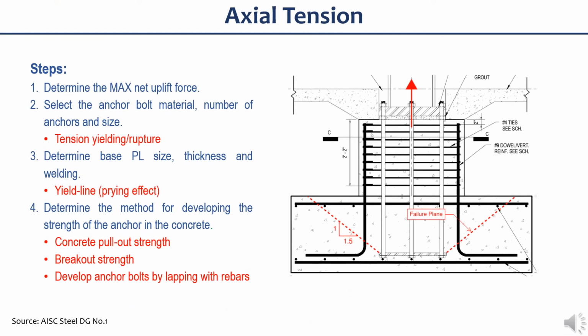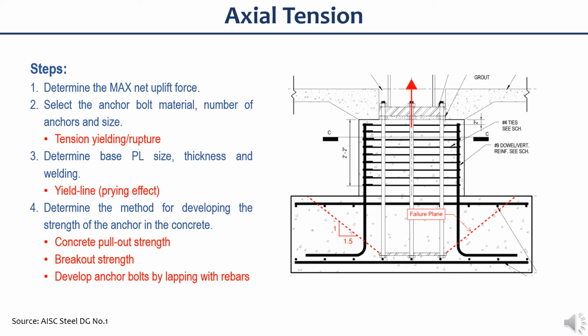These are the typical steps in designing for column base plate that is subjected to tension. First step, we have to determine the maximum net uplift force. Second, we have to select the anchor bolt material, the number of anchors, and the size of the anchor. And we have to design it for tension yielding or rupture. Third is to determine the base plate size, the thickness, and the welding requirement. We may have to use the yield line theory to design the base plate.